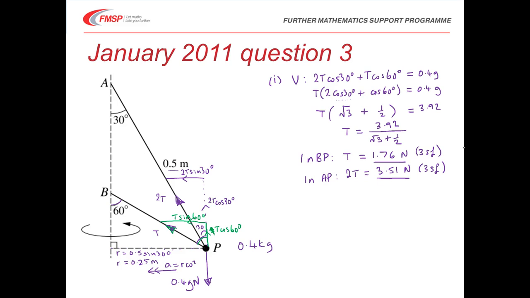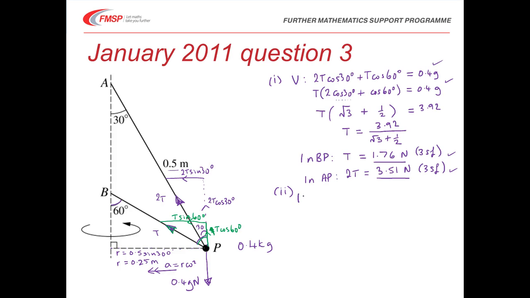There were 4 marks for that. First of all, one for correctly resolving vertically, and then a second method mark for getting each part of that expression correct, and then a mark for each of the tensions. Well, I've answered the first part of the question, which was to find the tensions in the strings. The second part asked, what is the angular speed of P?